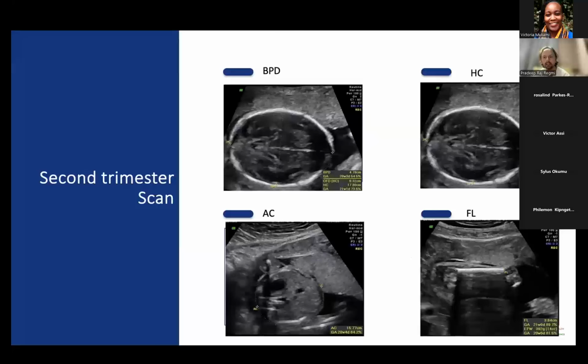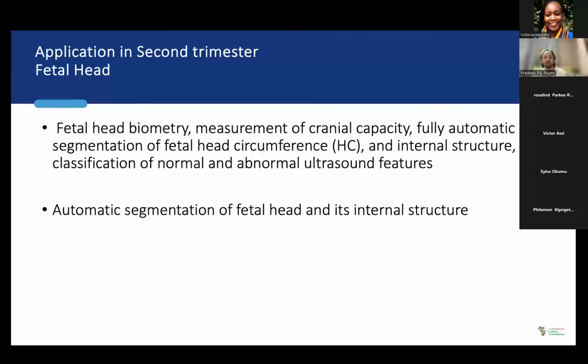Other second trimester scan, I discussed it yesterday as well. We measure biparietal diameter, head circumference, abdominal circumference, and femoral length, and it can be integrated into AI models so that it is easier to get the reports as early as possible, and for standardization of the reports in the peripheral parts of the country. Not only measurement of fetal weight, it can also detect cranial and brain abnormality as well.